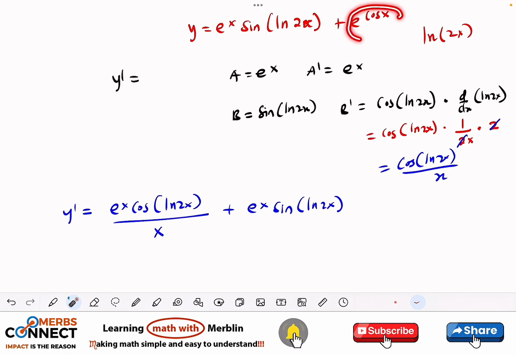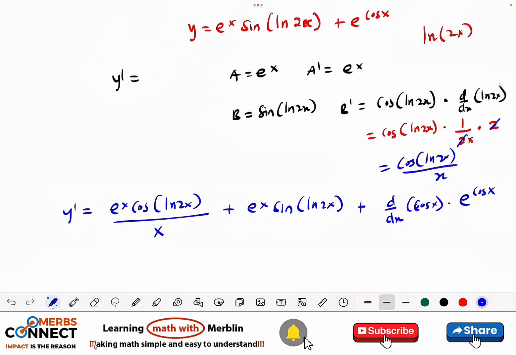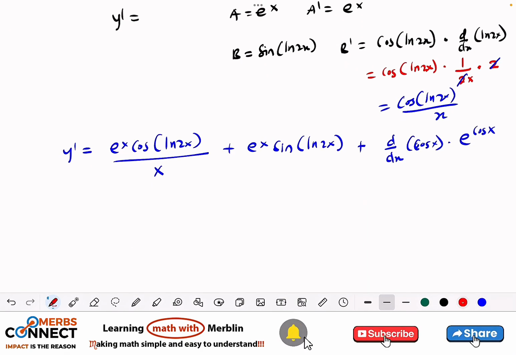Now what we've done here is for only this. Now we need to also differentiate an exponential function. We know how to differentiate an exponential function, right? We differentiate what is on the top and we use it to multiply the whole function. So we differentiate what is on the top, cos, times the whole function. So this is how we differentiate an exponential function.